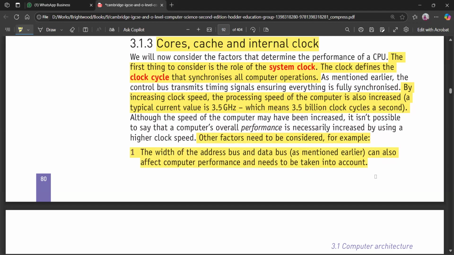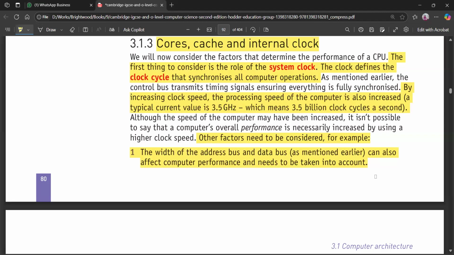The width of the address bus and the data bus. The first thing is the width of the address bus and the data bus. As mentioned earlier, it can also affect computer performance and needs to be taken into account.